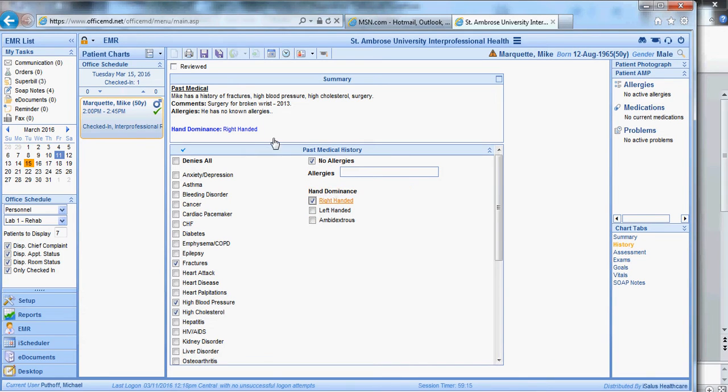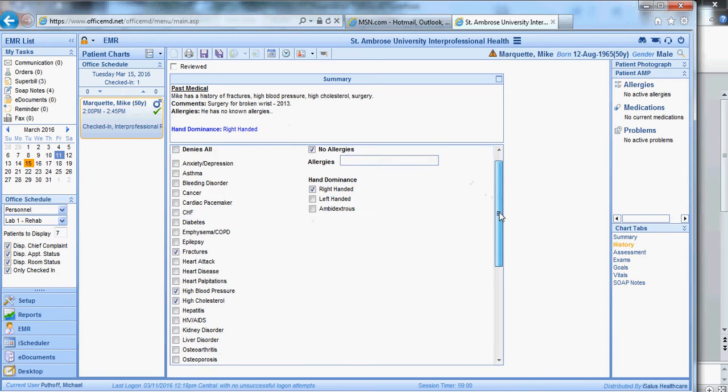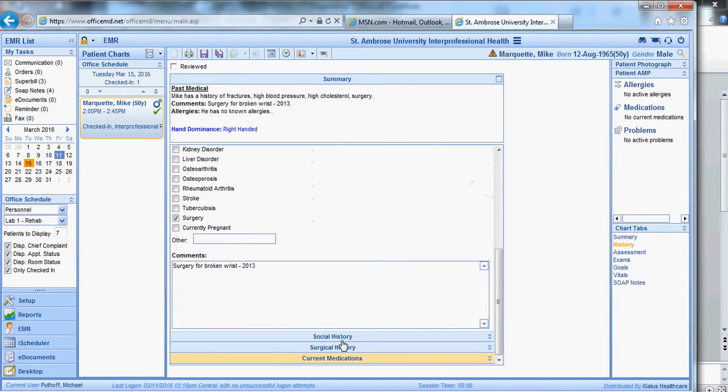And if you notice what's happening, as I check things, everything's popping up here. So this summary is a running tab of everything that you're doing. The other thing you'll notice is that if I don't check something, it doesn't pop up here as if I didn't do it. Only the important stuff comes up. So we go down past medical history, go into social history.